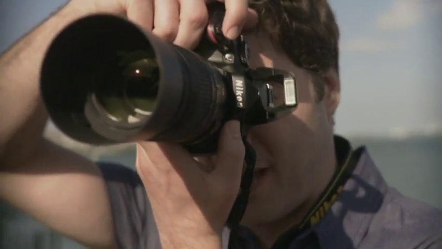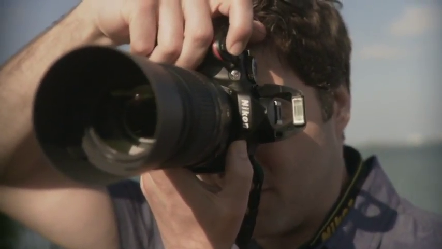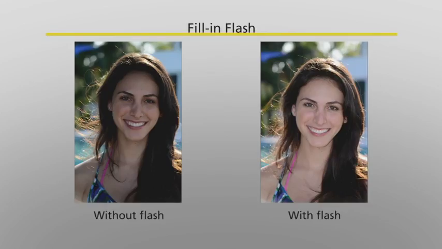But it also senses when I need this, the built-in flash, even out here in the bright sunshine. This kind of flash is called fill-in flash. It will help fill in the shadow areas of the image and create a well-balanced, natural-looking picture.